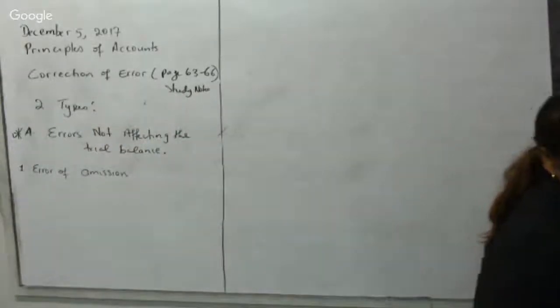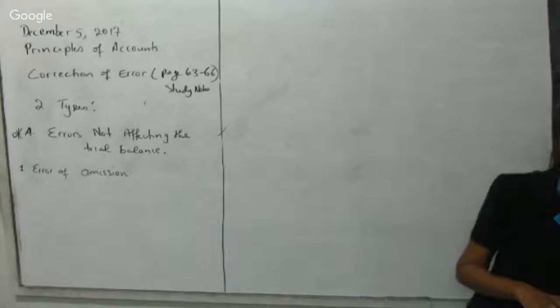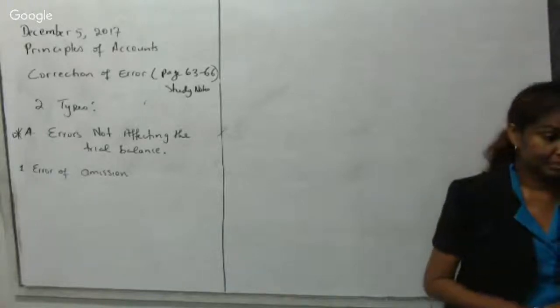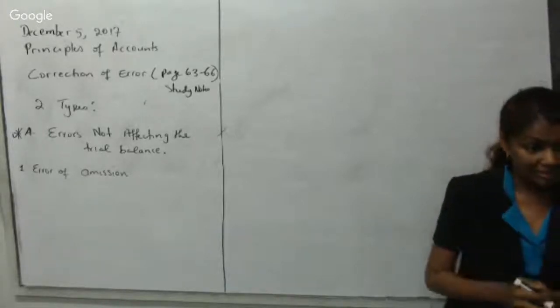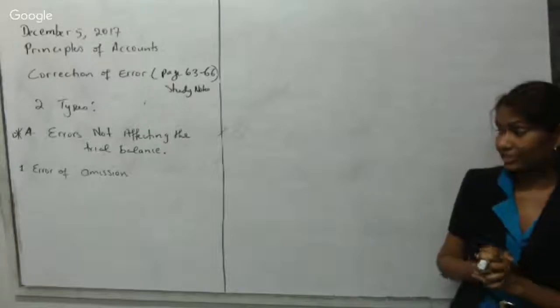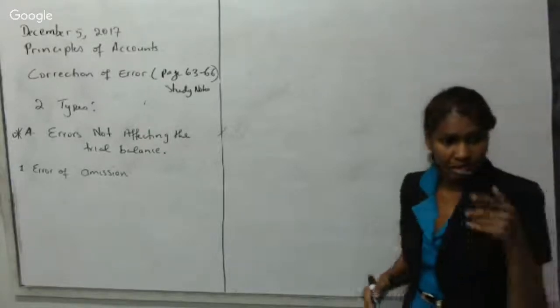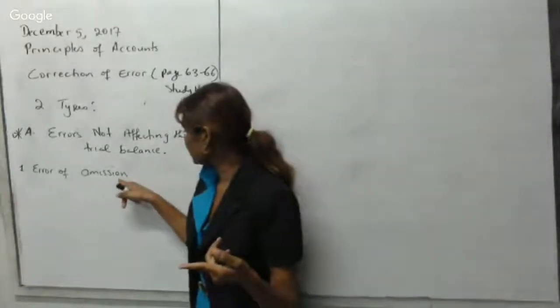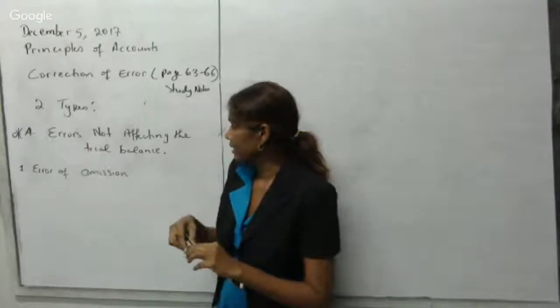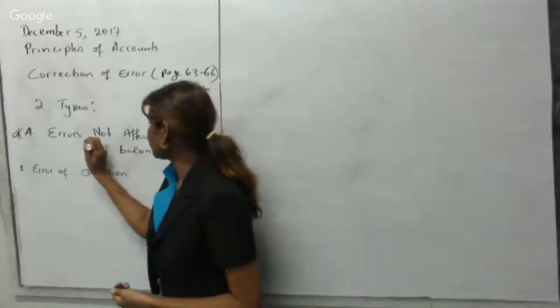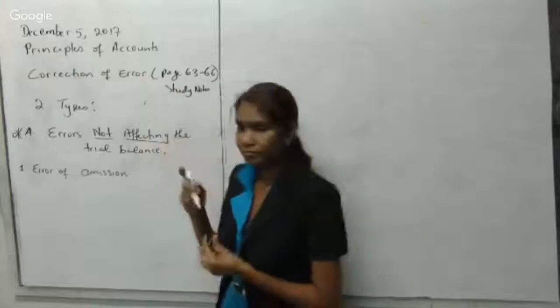And in this case, what you forget to put in is a double entry, the transaction. So a transaction has taken place and it was not entered in the books. And while we discuss each of these, I want you to be able to see why it would cause the trial balance not to be affected.